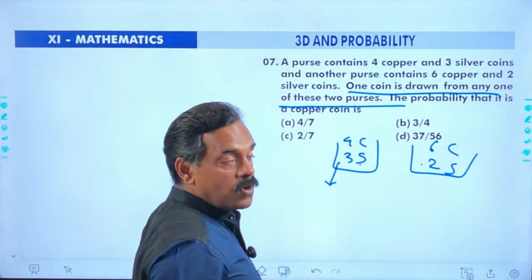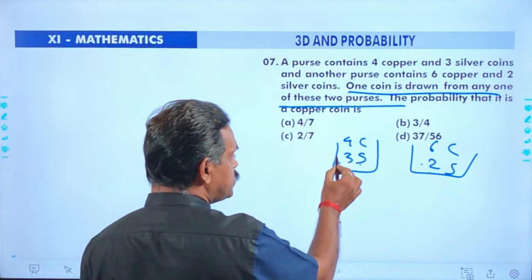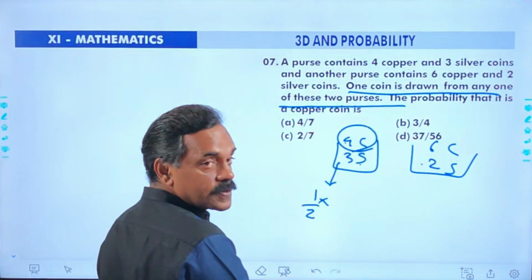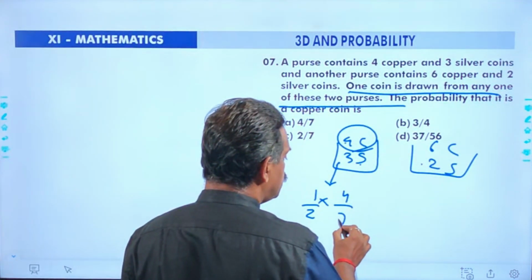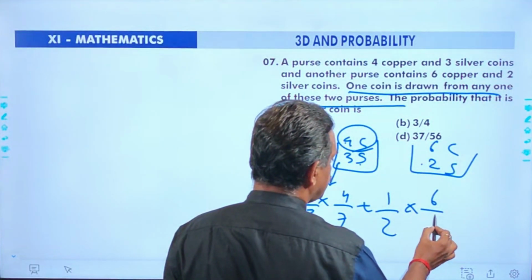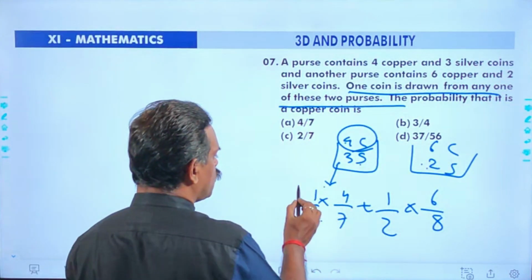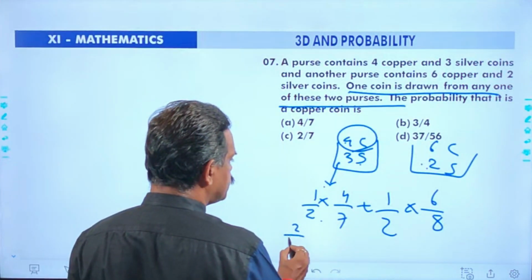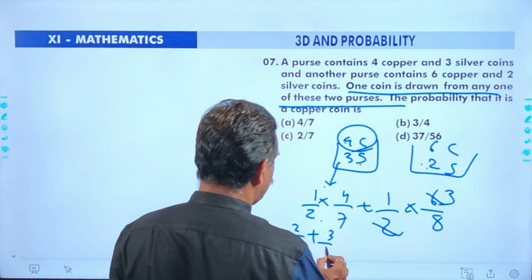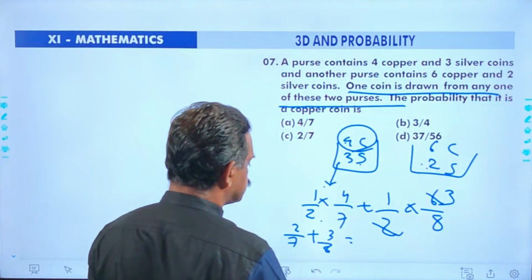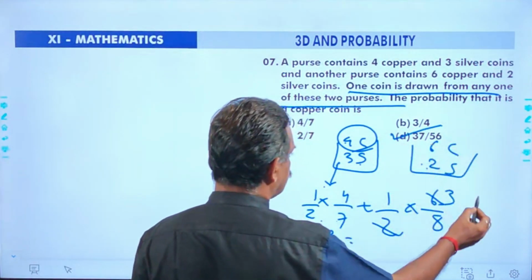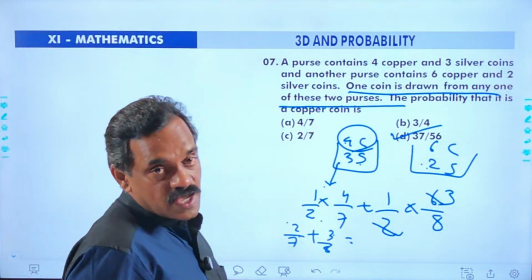Here we have 2 purses. If I select this one, it will be 1 by 2, and there are 4 copper coins out of 7, so 4 by 7. And if I am taking the other one, 1 by 2, it will be 6 by 8. So it will be 1 by 2 times 4 by 7, which is equal to 2 by 7, plus 3 by 8, which gives 16 plus 21, that is 37 by 56. Choice D is the answer.